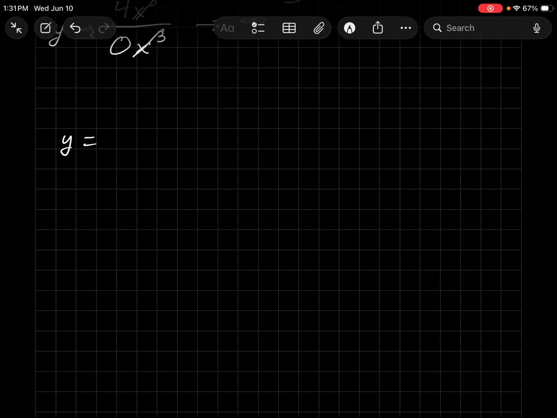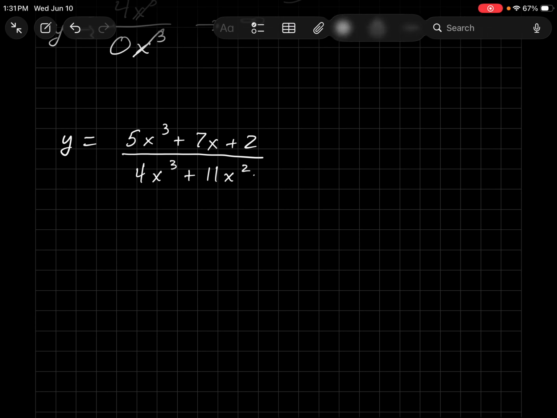Let me put down 2 quick problems for you. And I want you to determine the horizontal asymptote, if any, of these graphs. And if possible, can you tell just by looking what the horizontal asymptotes will be?